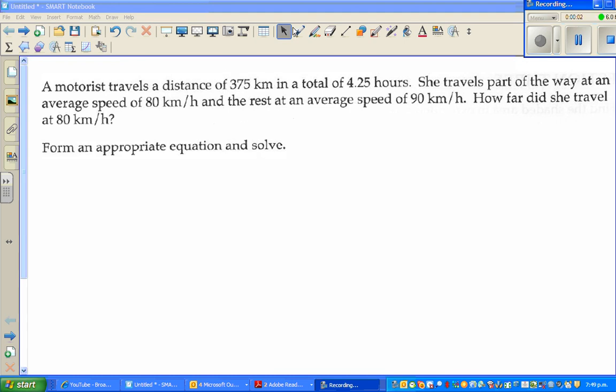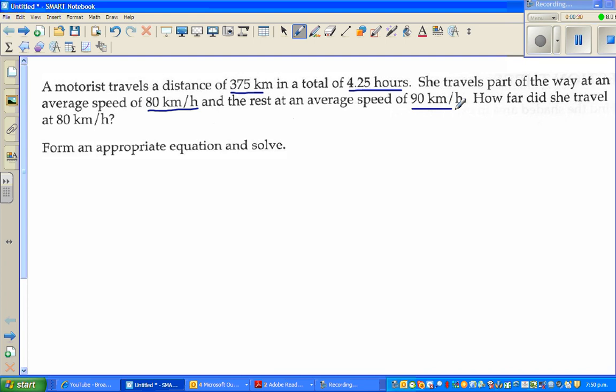In this video, I'm going to do one example on, again, application of quadratic equation. So let's read the question. A motorist travels a distance of 375 kilometers in a total of 4.25 hours. She travels a part of the way at the average speed of 80 kilometers per hour and the rest at the average speed of 90 kilometers per hour. How far did she travel at 80 kilometers per hour?